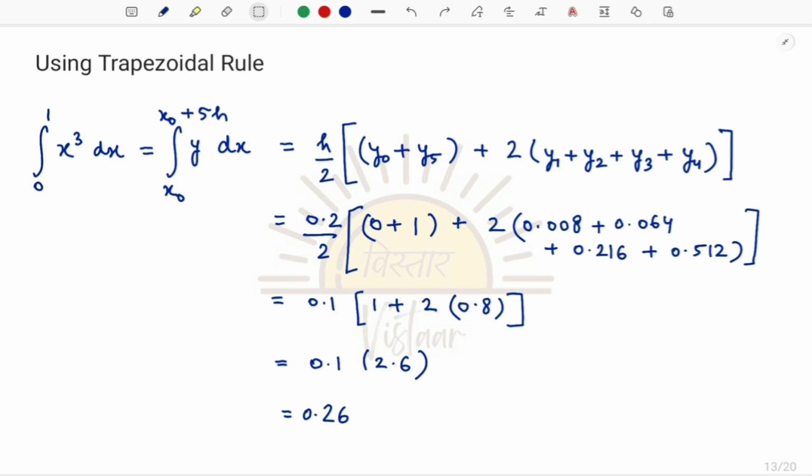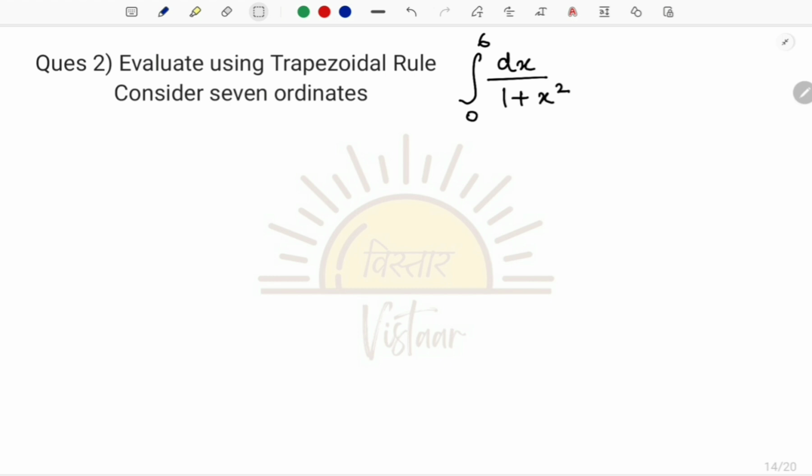Let's solve one more example for this. Here we have to evaluate the integral of 1 by 1 plus x square dx for the limits 0 to 6, and we have to consider 7 ordinates. First we have to find out the number of intervals. The number of intervals will be the number of ordinates minus 1. So the number of intervals will be 6, that is 7 minus 1.